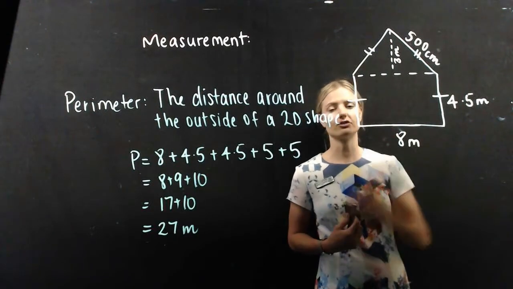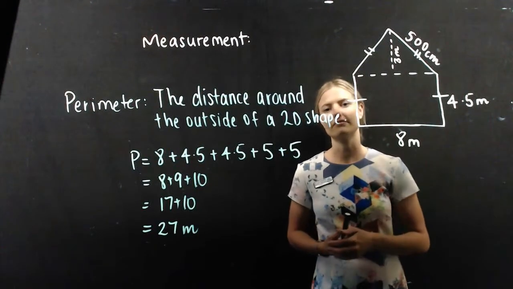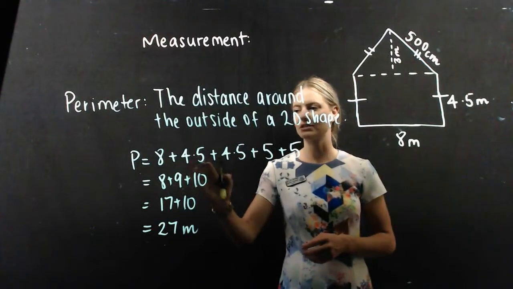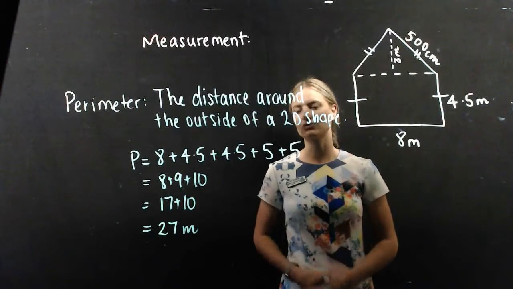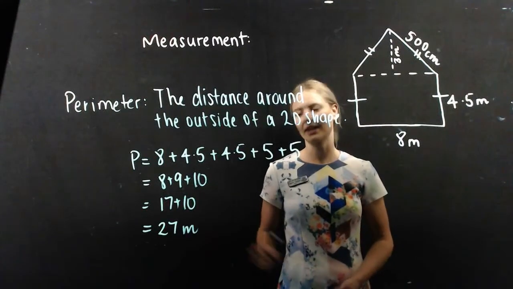So considering 500 centimeters, that's equivalent to 5 meters. So when adding the 5 sides, ensure that they are all using the same units. I've added all of these 5 sides to equal 27 meters, making sure that I include units.